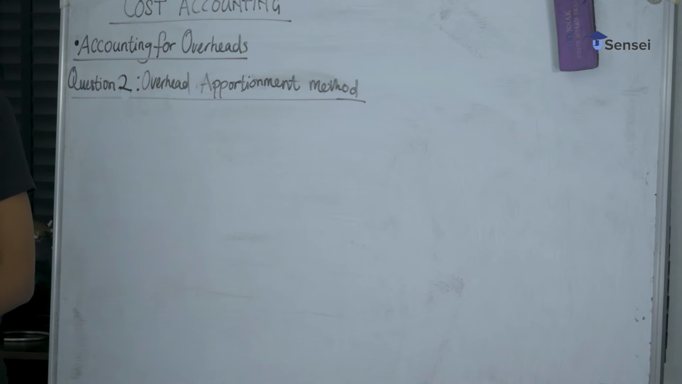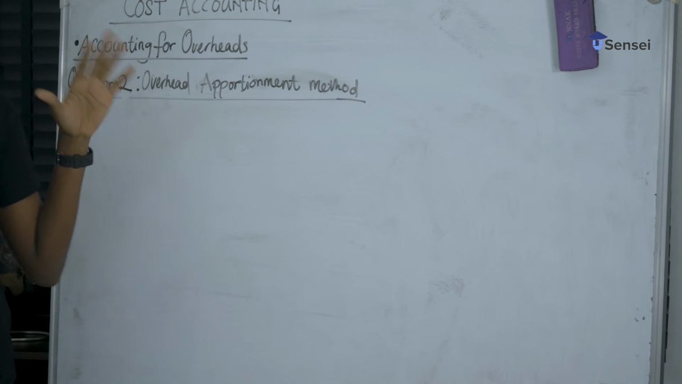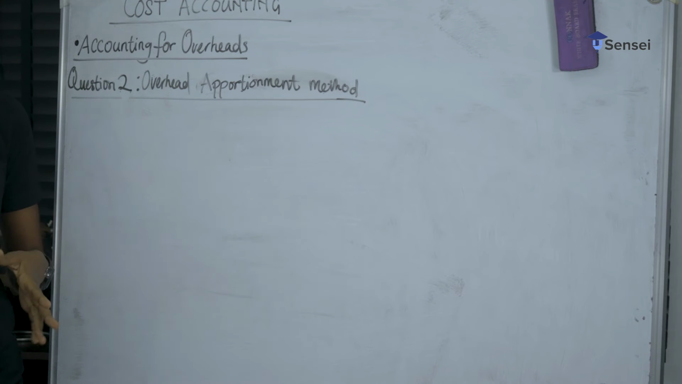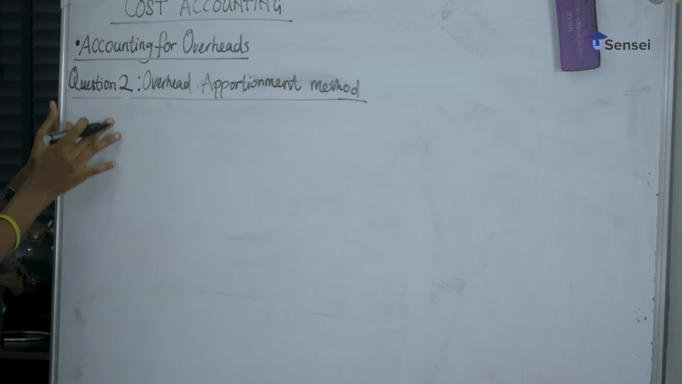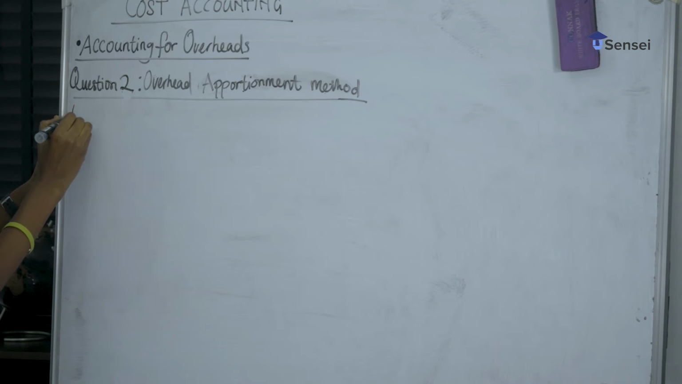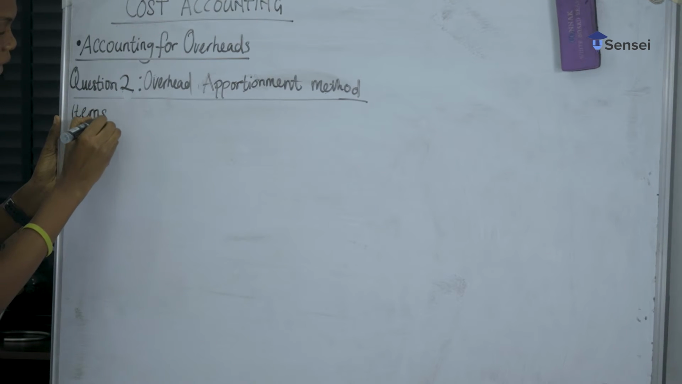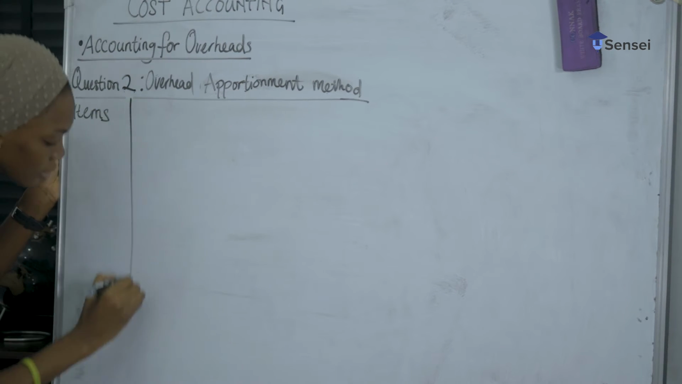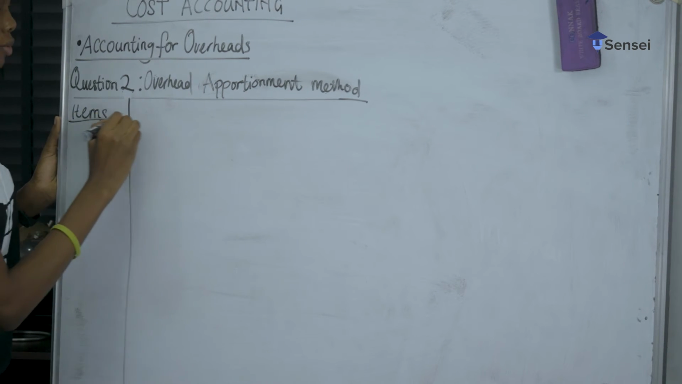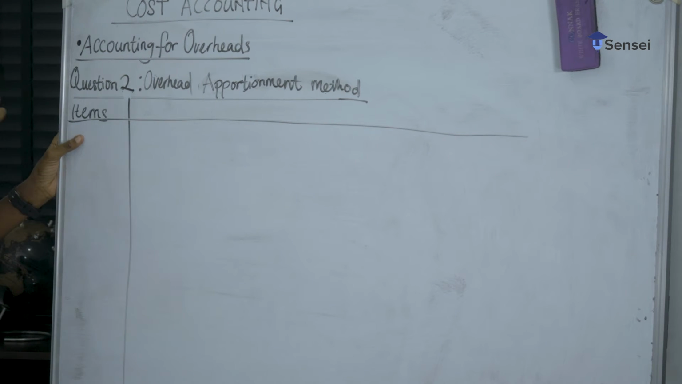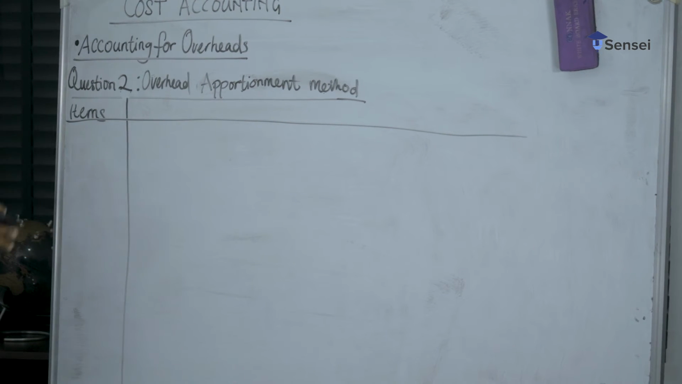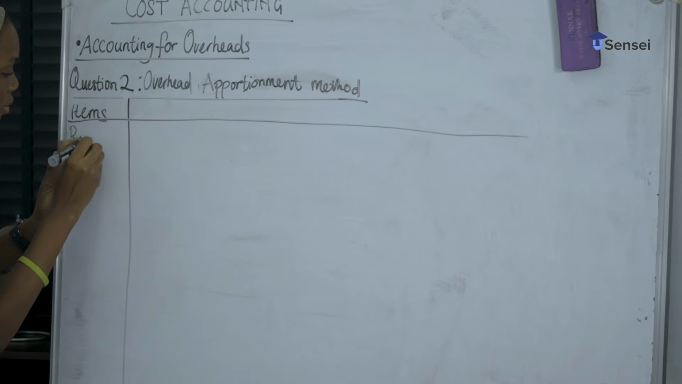On to the second question, using the second method, which is the overhead apportionment method, we are required to prepare an overhead analysis sheet. So this requires us to use a table instead. The first thing we are going to put out there is the items given in the question. So we have the table for the items. Roll it out. Then the first item given in the question is rent. So write that out, rent.